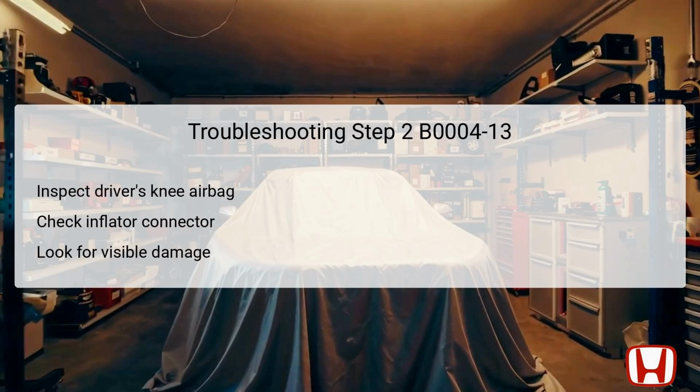After ensuring safety by disconnecting the battery, the next step in troubleshooting DTC B0004-13 is to inspect the driver's knee airbag connection. Begin by examining the driver's knee airbag inflator connector, which is typically a 2-pin 2P connector linked to the airbag itself. During this visual inspection, look for any signs of damage, corrosion, or disconnection that may indicate issues in the circuit. A physical inspection of the connector can often reveal problems that may not be immediately apparent through electronic diagnostics.